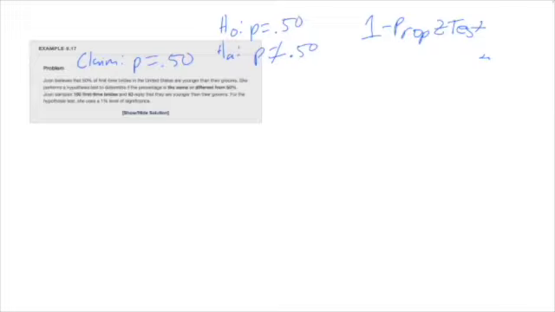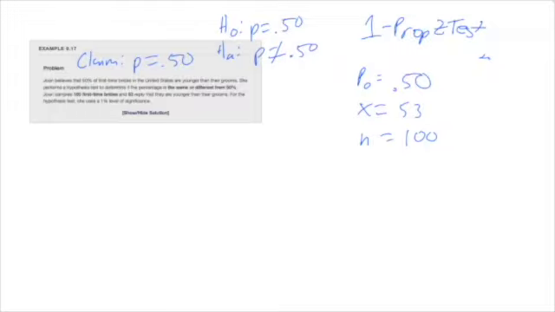This is a program on your calculator. Now, some information you need to know. You'll need to know p sub 0, which is the number that's in your hypotheses, so that'll be 0.50. You need to know x, which is the number of successes in your sample. So in the sample, there's 100 first-time brides. 53 replied, yes, they are younger than their grooms. You need to know your sample size.